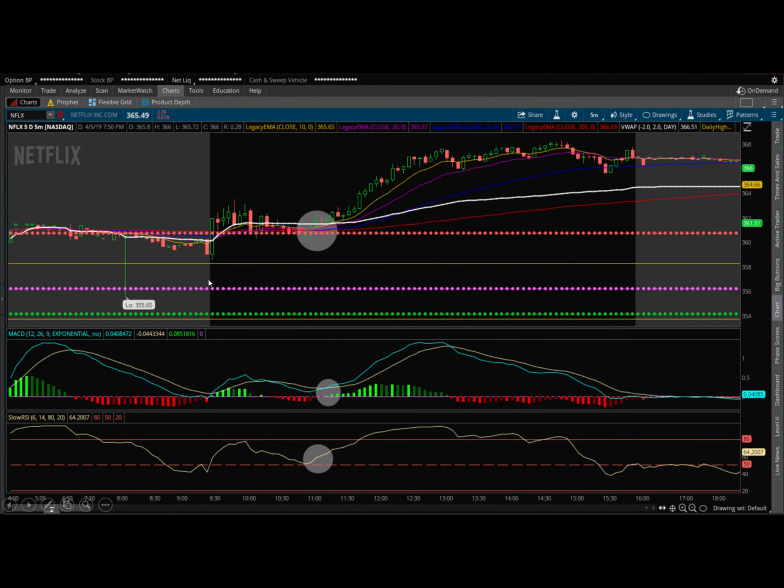At 9:30, this is a gold Mary setup on Netflix. Got a huge candle. It broke out here, but then came back and retested and consolidated for a good 30 minutes. And during that consolidation, the yellow 10 is above the purple 20, is above the blue 50, is above the 200. So it met our ladder requirements there.